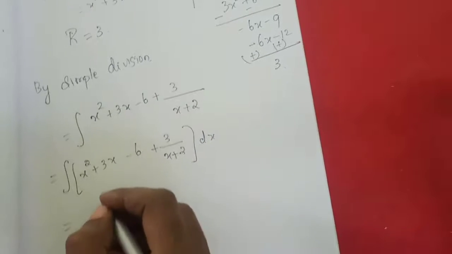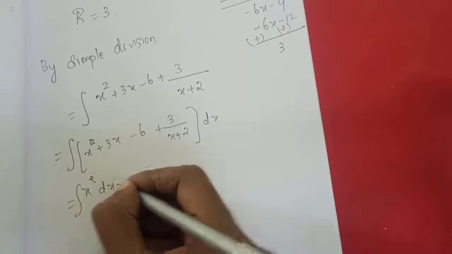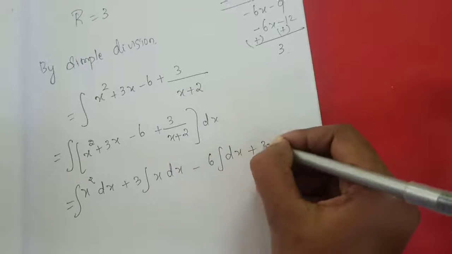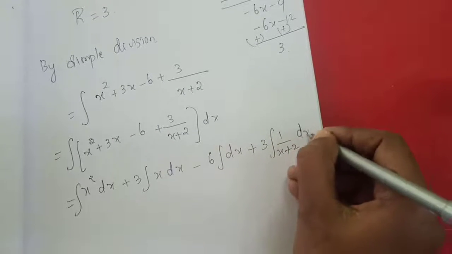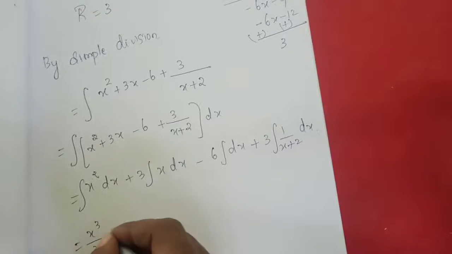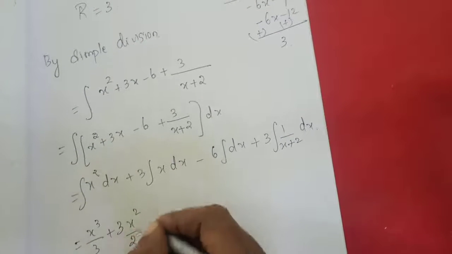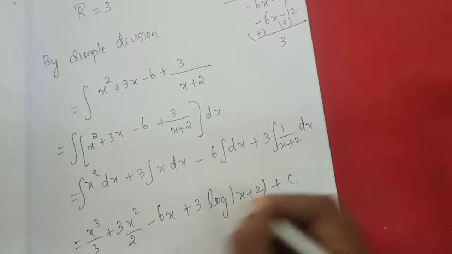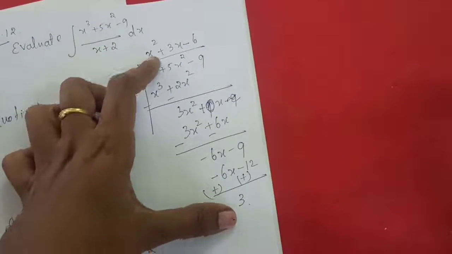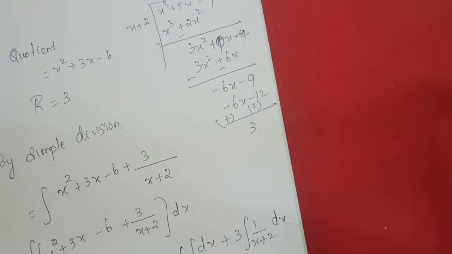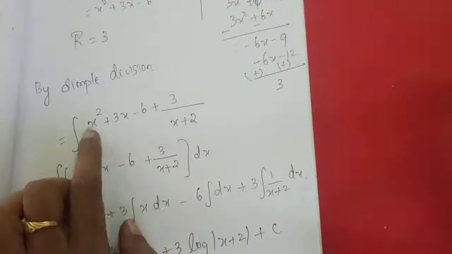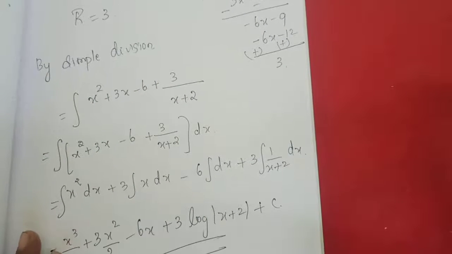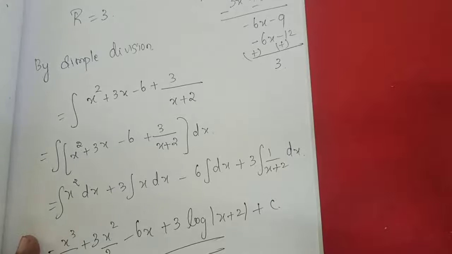Now shall I separate it? x square dx plus 3 into x dx minus 6 into dx plus 3, constant, 1 by x plus 2 dx. Find out. So x cube by 3 plus 3x square by 2 minus 6x plus 3 into log of modulus of x plus 2 plus c. So only one difference. We have divided and changed it as an improper fraction. We will write this right. So if we multiply this 2 and add this, we will get the answer. Okay, so like that you have changed it. Got it? Okay, let's move to the next question.